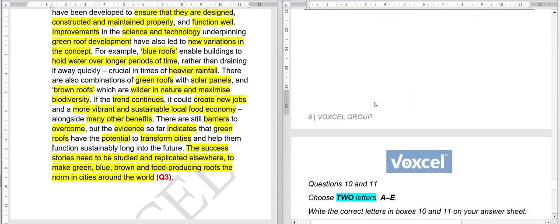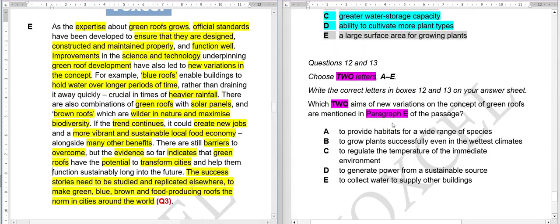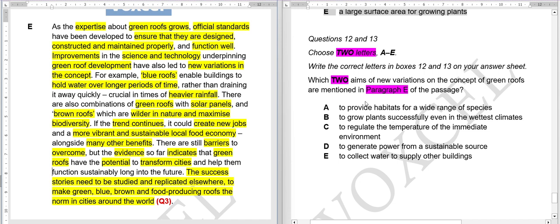Now, moving on to the last set of questions, 12 and 13. Let's read these options. Which two aims of the new variations of the concept of green roofs are mentioned in the paragraph? So we have to talk about two aims, our goals of new variations. We have read about two variations. One was blue roofs, another was, I believe, brown roofs.